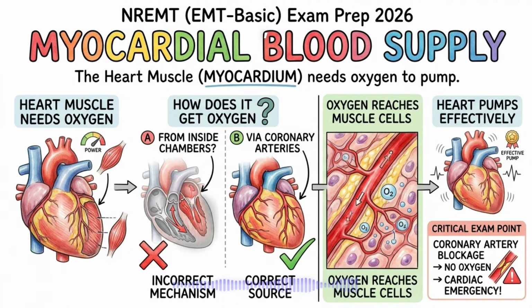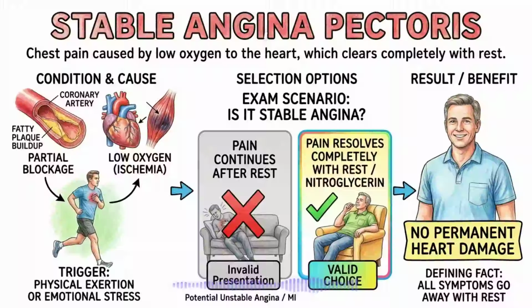A critical concept for the exam is understanding that any blockage in these specific arteries will starve the heart muscle of oxygen, leading to devastating cardiac emergencies. When a coronary artery becomes partially blocked, usually by a buildup of fatty plaque, the heart muscle experiences a lack of oxygen, a condition known as ischemia. This oxygen starvation causes a specific type of chest pain called angina pectoris, which typically occurs during physical exertion or emotional stress.